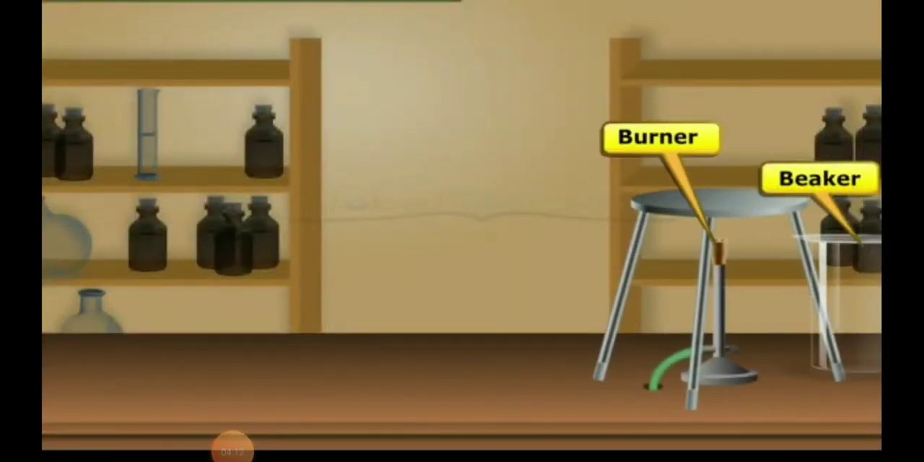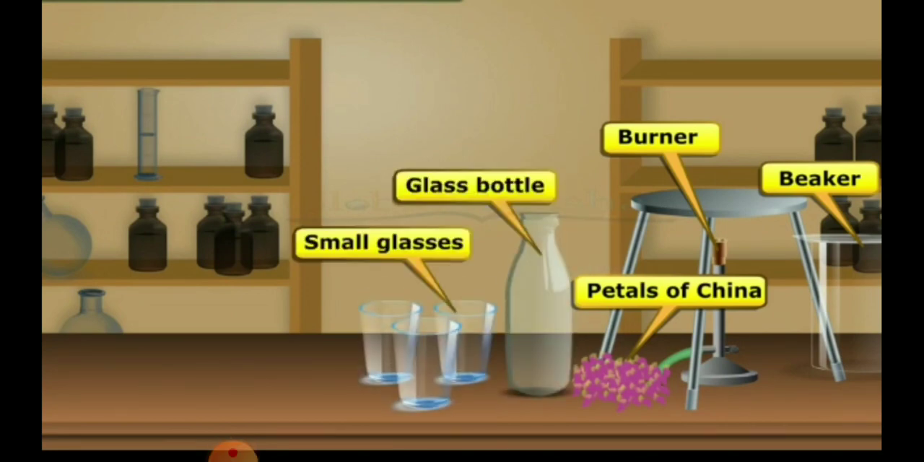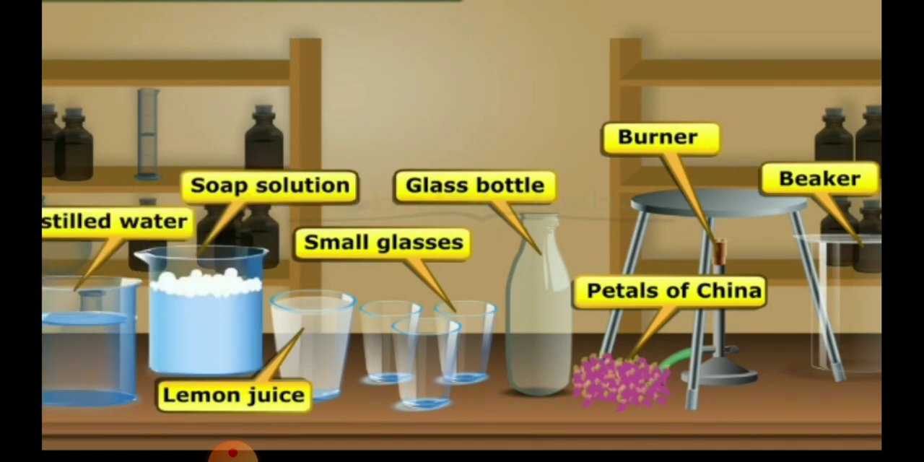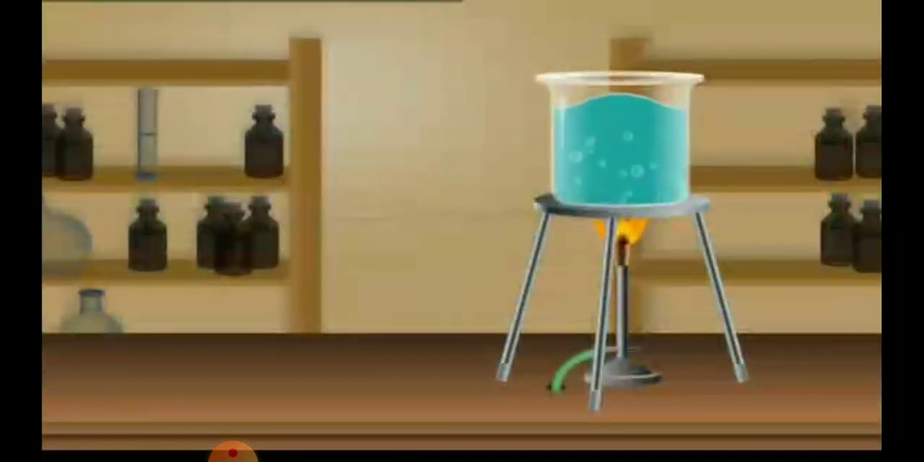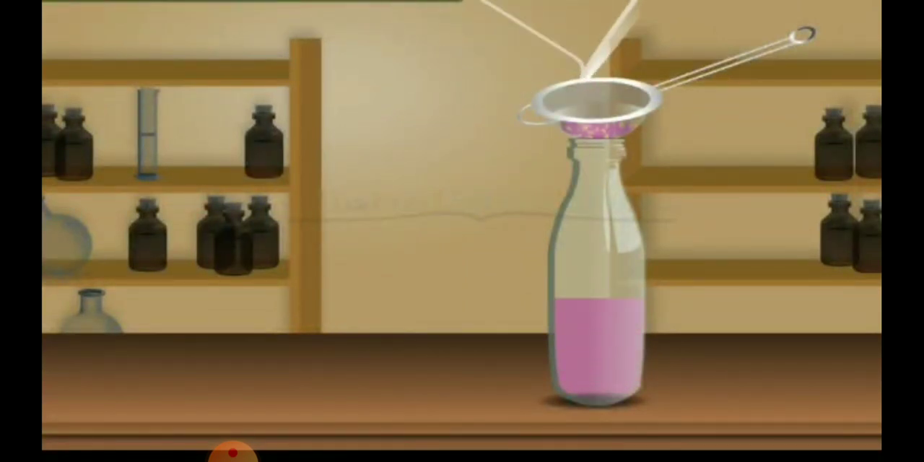You need a beaker, gas stove, petals of China rose, a clean glass bottle, 3 small glasses, lemon juice, soap solution, and distilled water. Pour some distilled water in a beaker and heat it on the gas stove. Heat till the water becomes warm. Then to this warm water, add petals of China rose. Keep the mixture for some time till the water becomes colored. Filter this purple-red water into a bottle with a tea strainer. This purple-red solution is your indicator.